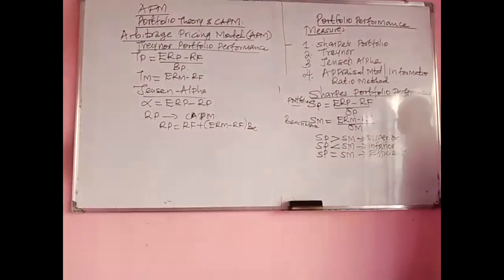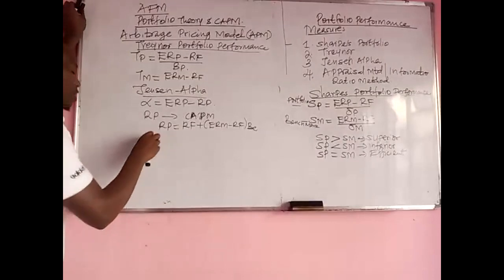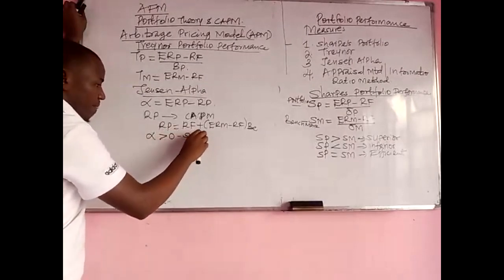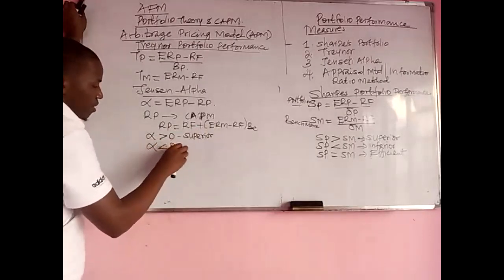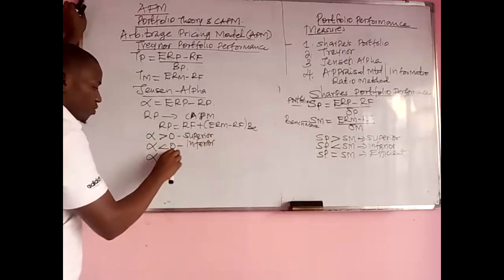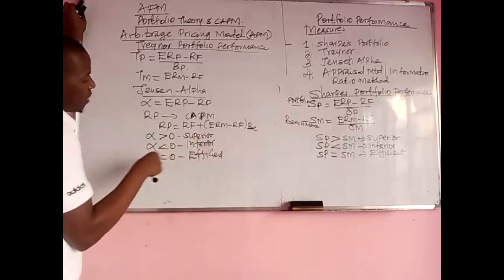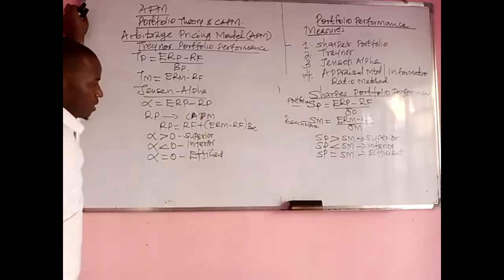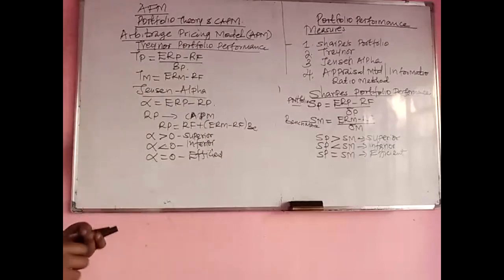So for the Jensen alpha, you look at whether it's positive or greater than zero. If it's greater than zero, that is superior. If alpha is less than zero, this is inferior. If alpha is equal to zero, that is efficient. Or you can look at whether the expected return is greater than this, it will be superior, less than this, inferior, and equal, efficient.